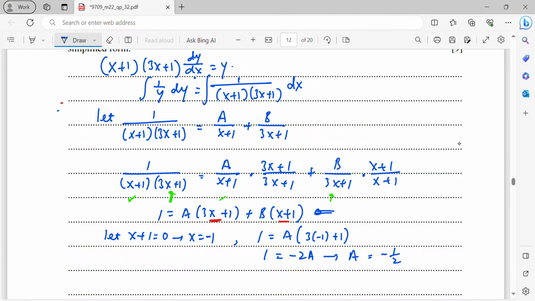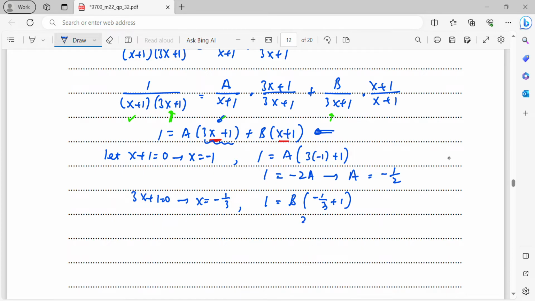Okay, next I will let the 3x plus 1 be 0. That means my x is going to be negative 1 over 3. So left hand side is 1. Right hand side, as long as you see 3x plus 1, the whole bracket is 0. Right, therefore I'm getting the b now. So negative 1 over 3 plus 1 times b. That means from here, I will be getting 2 over 3 b equals to 1. Hence, my b is going to be 3 over 2.